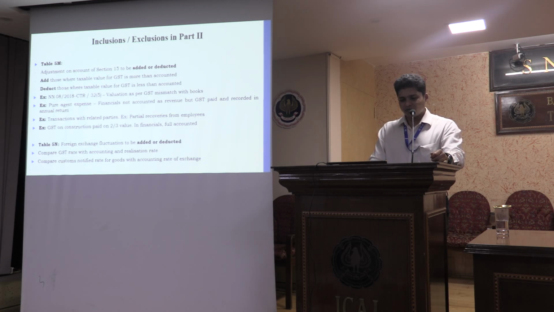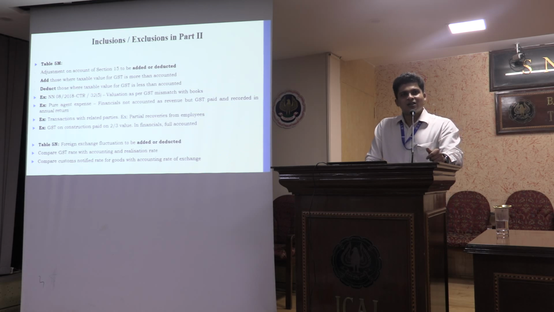Some examples are given. Value with respect to Notification 8/2018, sale of used or old motor vehicles, where they are asking you to do it on a margin basis. Same for second-hand goods. The dealers who are selling second-hand goods are also covered under Rule 32(5). They also would need to consider these valuations as an adjustment value. Here, normally 5O is being used for the disclosure. Suggest to use it in Table 5M.